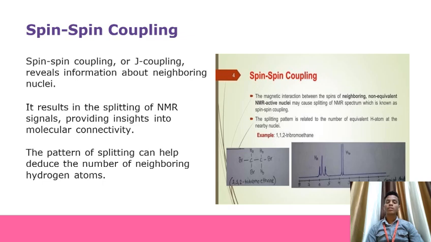Spin-spin coupling. The magnetic interaction between the spins of neighboring non-equivalent NMR-active nuclei may cause a splitting of the NMR spectrum, which is known as spin-spin coupling. The splitting pattern is related to the number of equivalent H atoms at the nearby nuclei. Example: 1,1,2-tribromoethane.